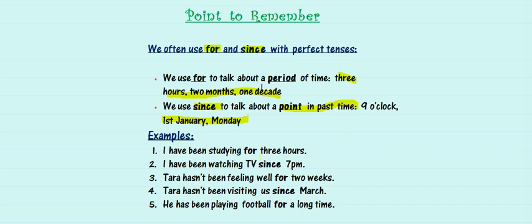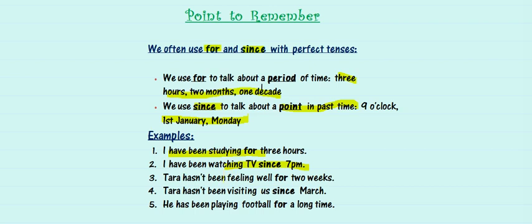These are few examples which will help you understand. Like the first example says, I have been studying for 3 hours. Now, for has come along with 3 hours because this 3 hours is a period of time. Had it been at 3 o'clock, then since would have come instead of for. The next sentence is, I have been watching TV since 7 p.m. Now, here since has come because it's a particular time. The time over here is 7 p.m.